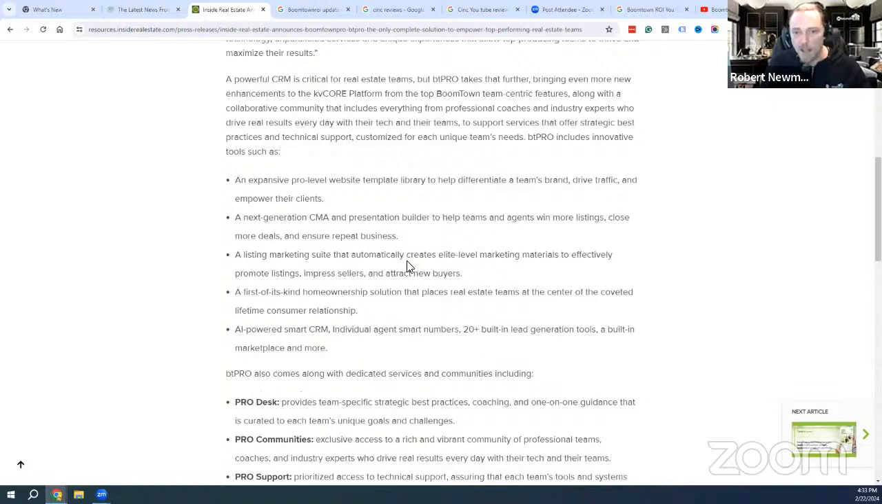A listing marketing update that creates elite level marketing materials to effectively promote listings, press sellers, and attract new buyers. Who knows what that is? Honestly, probably nothing any more impressive than the already existing templates that are in the kvCORE library, updated and added in as additional levels of service for a BoomTown audience. I'm not saying that you can't get usefulness out of them. Likely you can, especially if you've been struggling with marketing, like automation templates, like somebody just handing you something that you can use inside your toolkit.